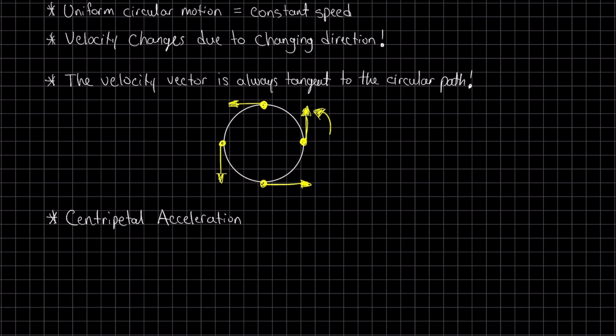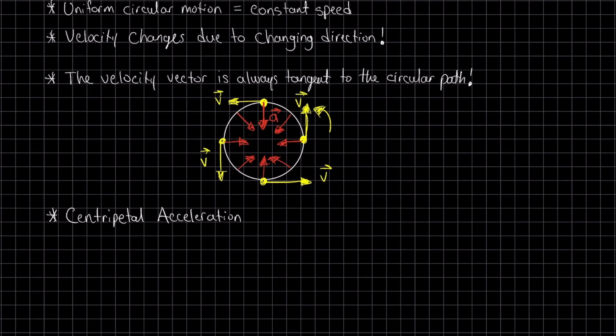Centripetal acceleration just means that the acceleration is directed toward the center of the circle, almost like a magnet is pulling on it. This center-seeking acceleration keeps the object moving in the circle. So at any point along this path, the acceleration will always be pointing towards the center.